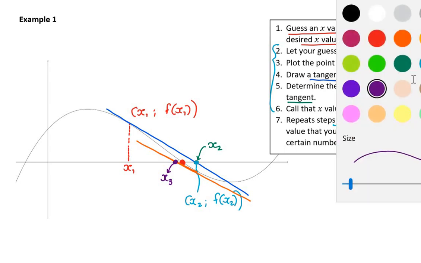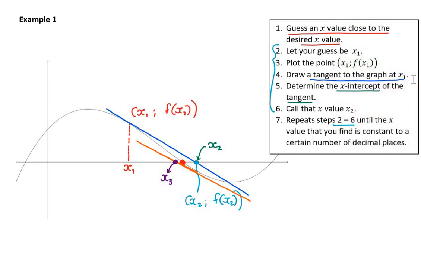So basically, this entire Newton-Raphson method centers around the idea that you have an x value that's a current approximation. You plot the point on the graph. So my current approximation, plot my point on a graph. Draw a tangent to the graph at that point. And the x-intercept of that tangent becomes your next x approximation.